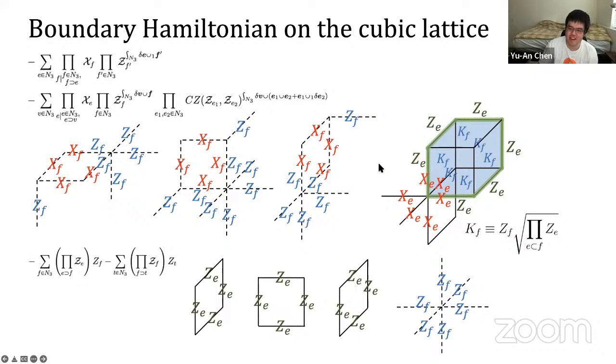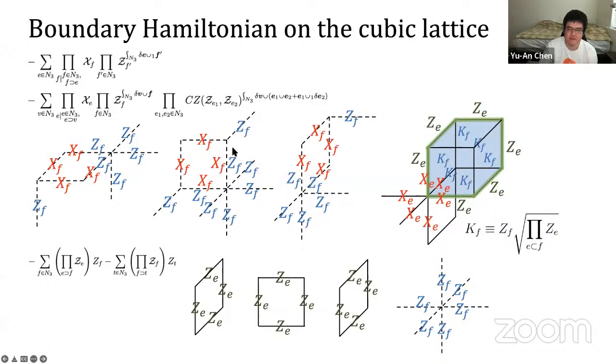Yeah, so the third line here is just a plaquette term. We can easily verify these three plaquettes commute with the above constraint, because they have nothing to do with Z there. And this Z plaquette term will commute with the X star term. Similarly here, this Z star term will commute with this X plaquette term. So these are the operators which commute with the first line.